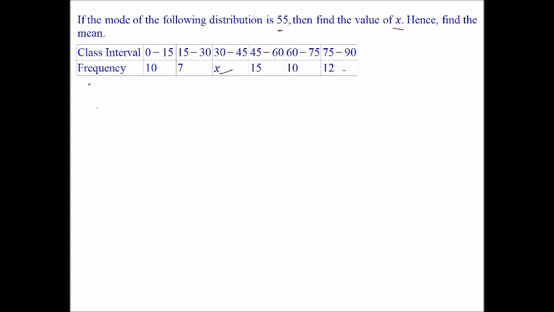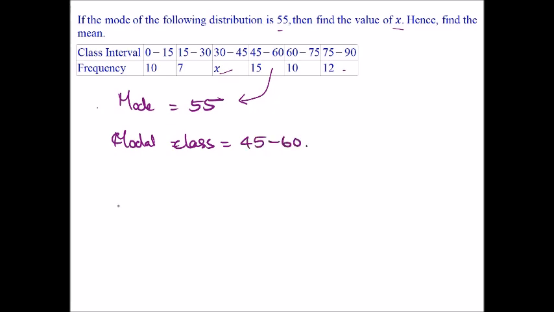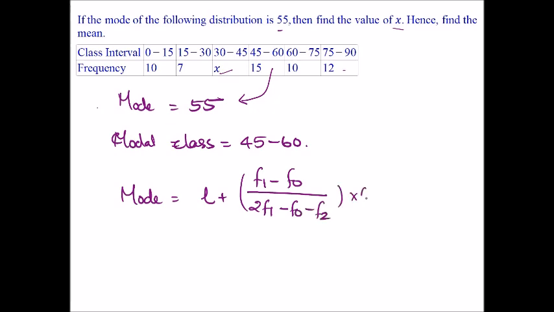Here the mode is given as 55. That means it falls in the class interval 45 to 60. So the modal class is 45 to 60. And we know the formula: mode is equal to L plus (F1 minus F0) divided by (2F1 minus F0 minus F2), into H.